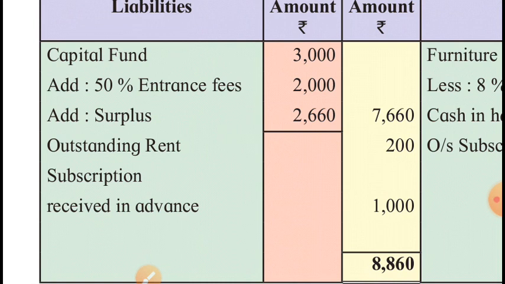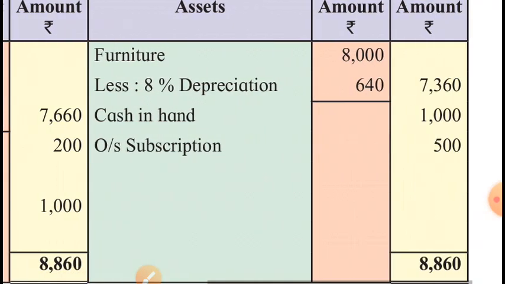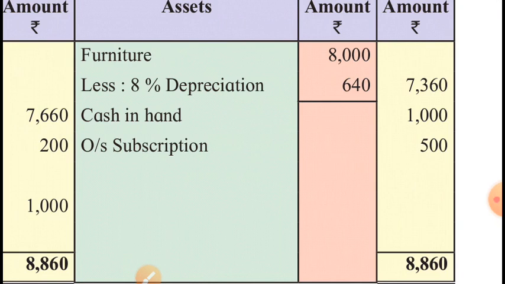Then outstanding rent. This outstanding rent was given in the adjustment. So we know that outstanding expenses are shown on the liability side. The income which is received in advance, subscription received in advance, is a liability, shown on the liability side. Furniture minus depreciation, net furniture in the outer column. Then closing balance of cash shown here, 1,000. Opening balance is shown nowhere. It is not useful in the final accounts. So ignore the opening balance of cash.